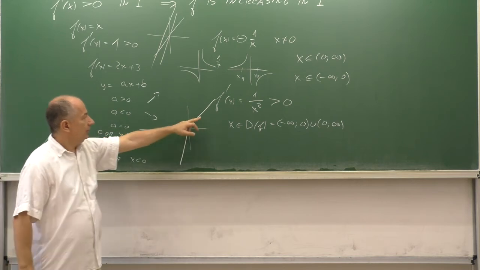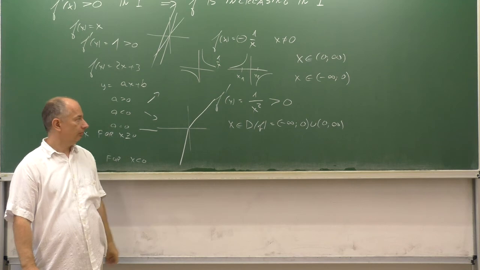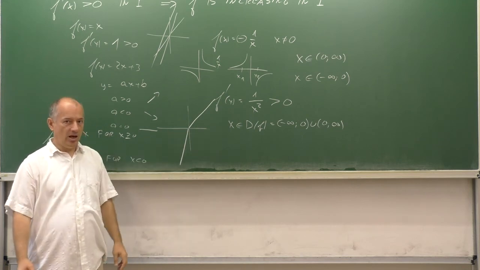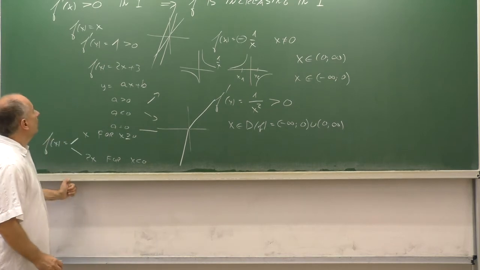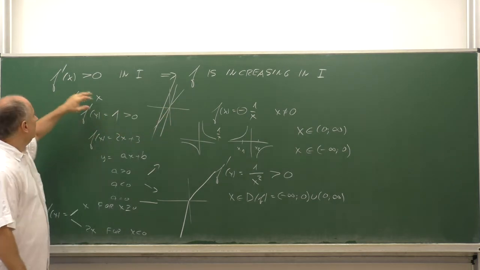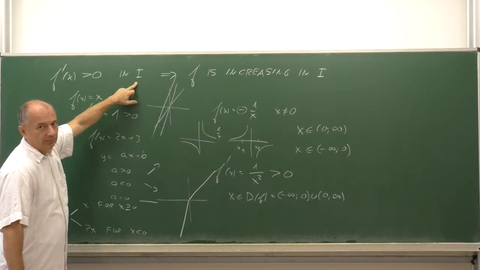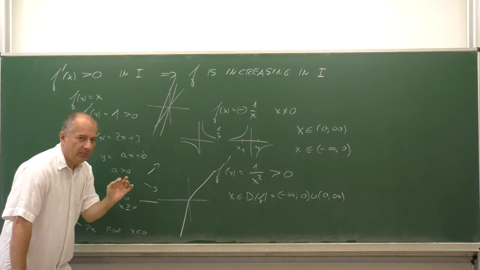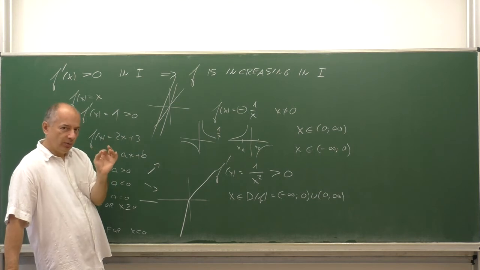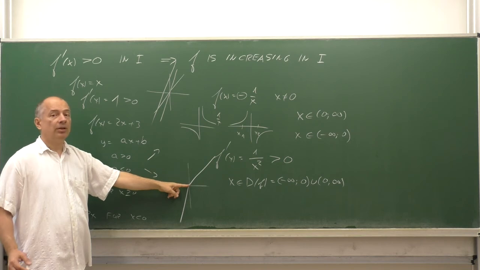The derivative is positive here, but there is no derivative at 0. And still, the function is increasing in R. So we can say that the function is increasing in some interval if the derivative is positive in that interval, or perhaps if it fails to be positive at one single point. It fails to be positive at this point because it does not exist.